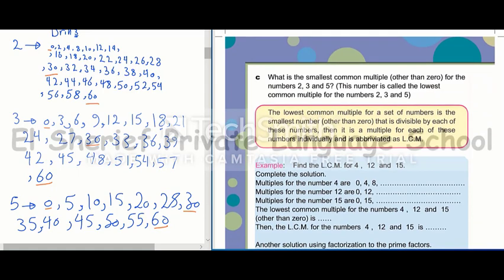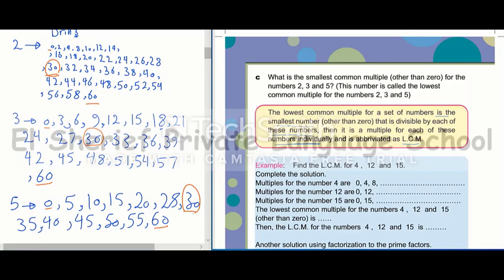Letter C: what is the smallest common multiple other than 0 for the numbers 2, 3 and 5? This number is called the lowest common multiple. It is 30. We don't take 0, so 0 is not the lowest common multiple for any number. So the lowest common multiple for a set of numbers is the smallest number other than 0 that is divisible by each of these numbers, a multiple of each of them individually, and is abbreviated as LCM.